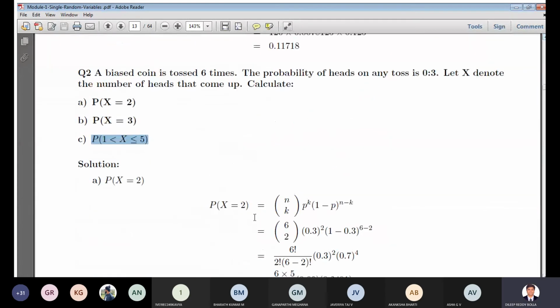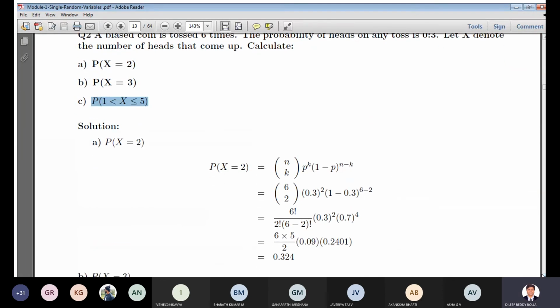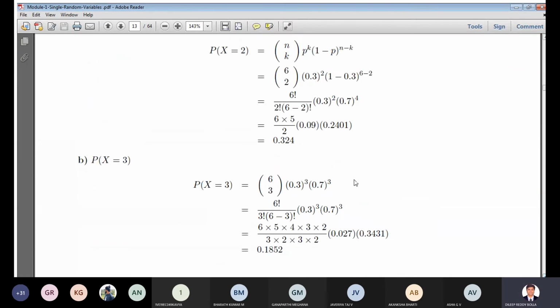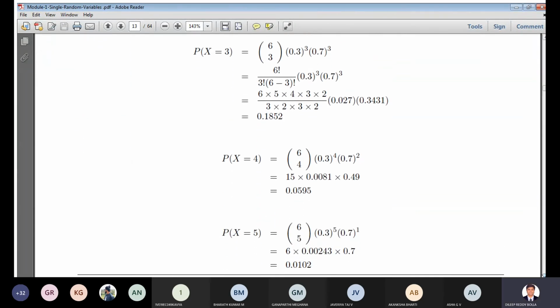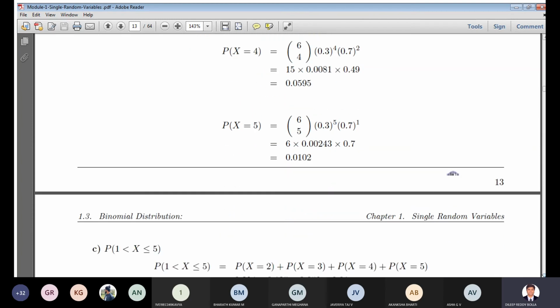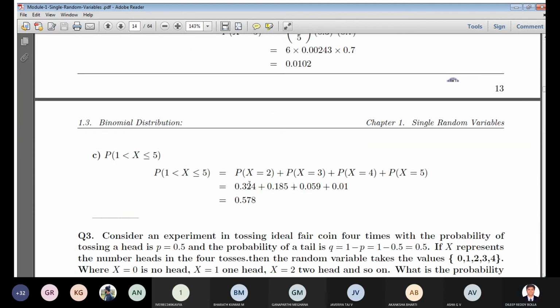See, from this we get 2. And from this we can get 3. 0.32, 0.18, 4 is 0.05, 5 is 0.012. Adding all of them. Equals to is not there for 1, correct? So which means x less than equals to 1, it is not there. Equals to is not there. So it starts from 2. 2, 3, 4, 5.